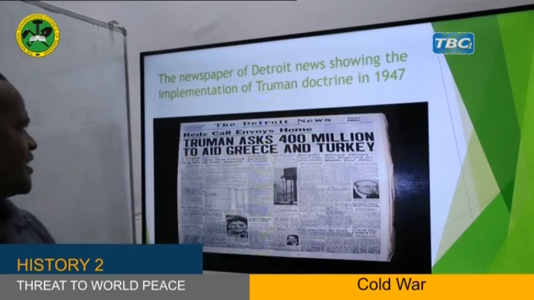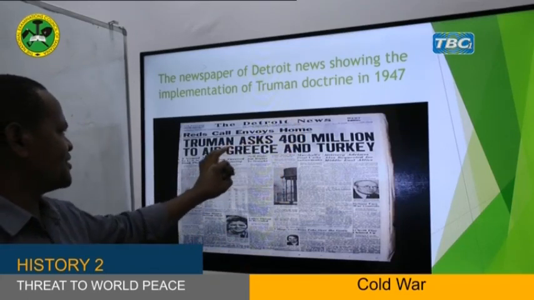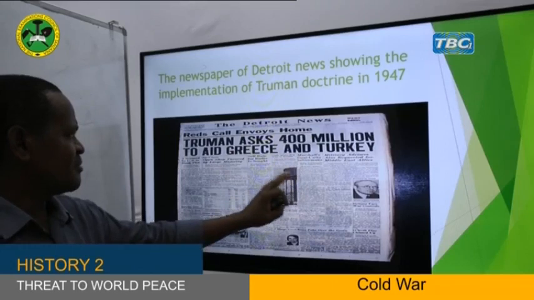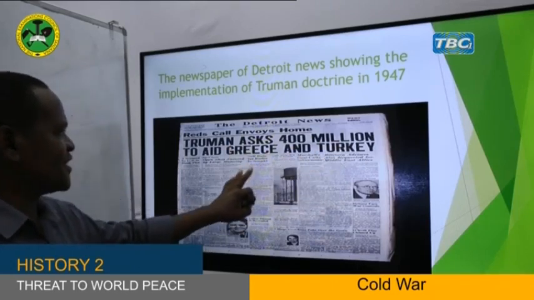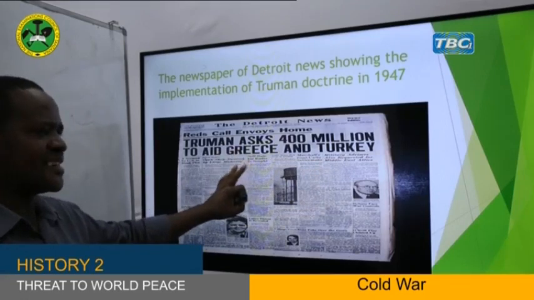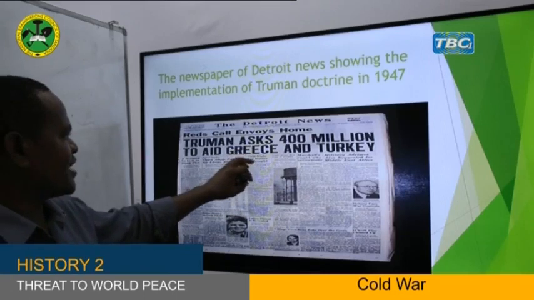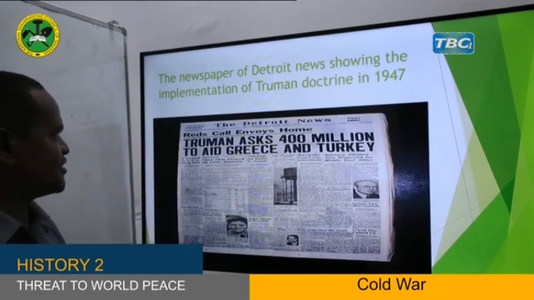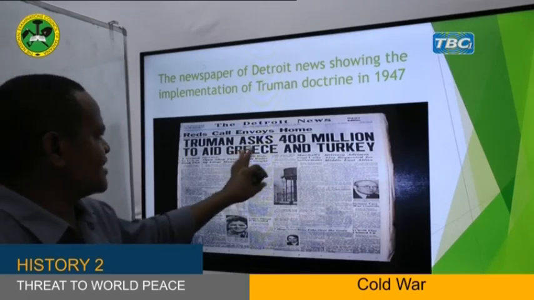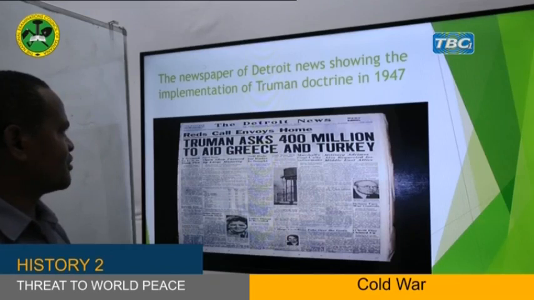Why Greece and Turkey? It was in 1947 that there was the danger of Greece and Turkey becoming communist. Already there were some communist movements in these countries, and the USSR had already started to fund some of the socialist movements to take over Turkey and Greece. So the Americans quickly agreed to provide $400 million to help Greece and Turkey so that they don't turn communist.